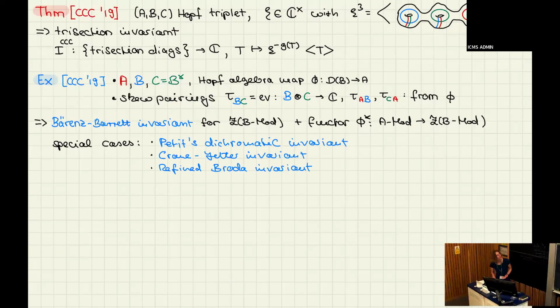Because the Behrens-Barrett invariant has special cases: the Crane-Yetter invariant, the refined Broda invariant, and Petit's dichromatic invariant. So this is not a statement that under all circumstances this will coincide with the Behrens-Barrett invariant, but at least in this situation one gets it. Sorry. Did the Crane-Yetter follow from the example where all the Hopf algebras are the same?